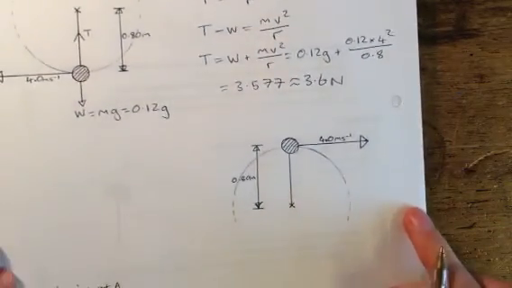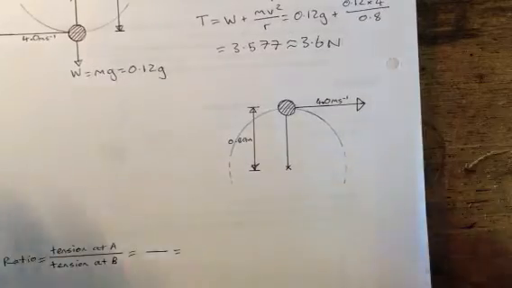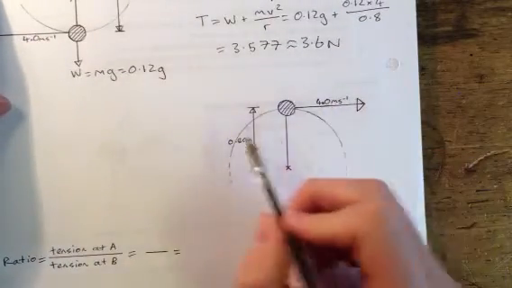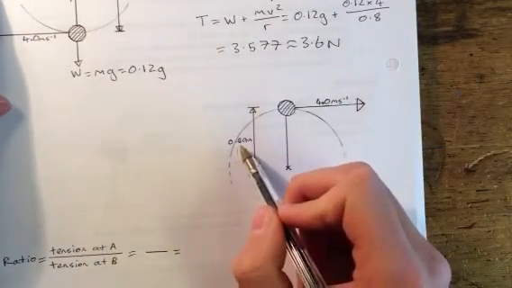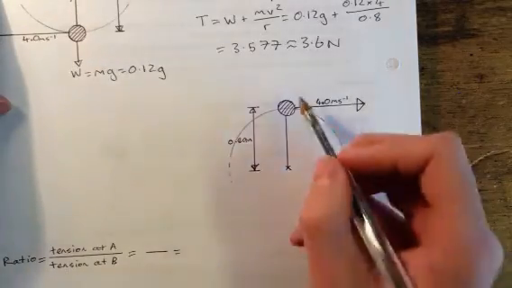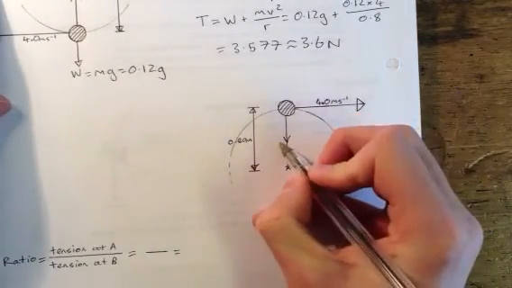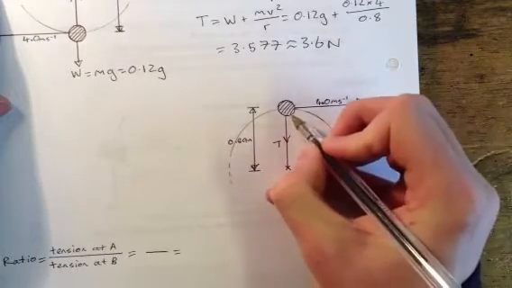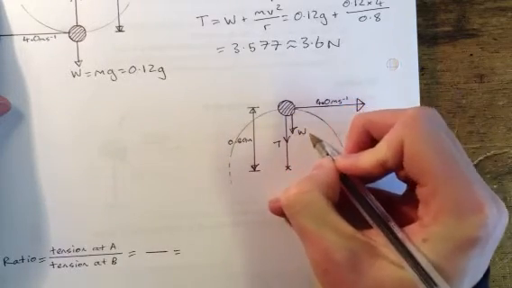Now at point B, this is at the top of the circle. It's still moving at 4 meters per second, and it's still got a radius from the center of 0.8 meters. But this time, the tension is acting down inwards towards the circle, but the weight is also acting down in the same direction.